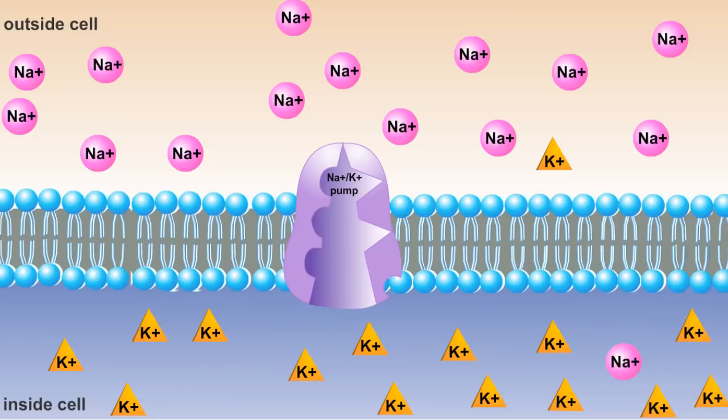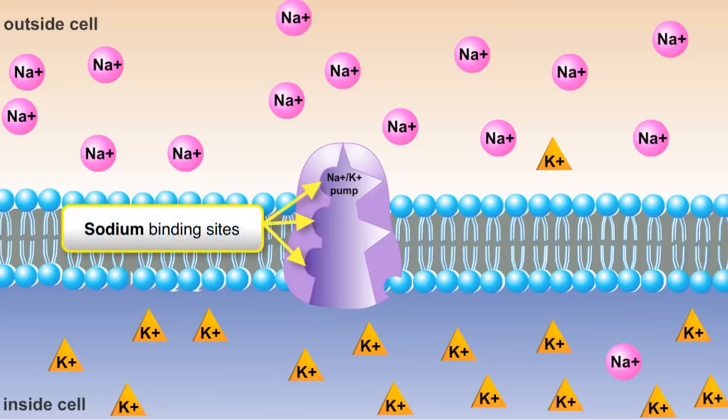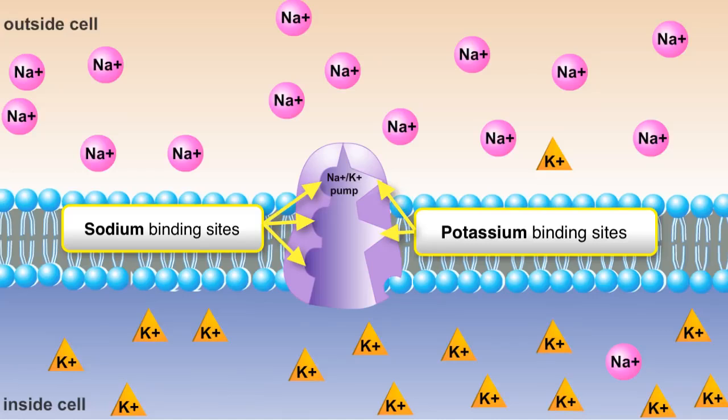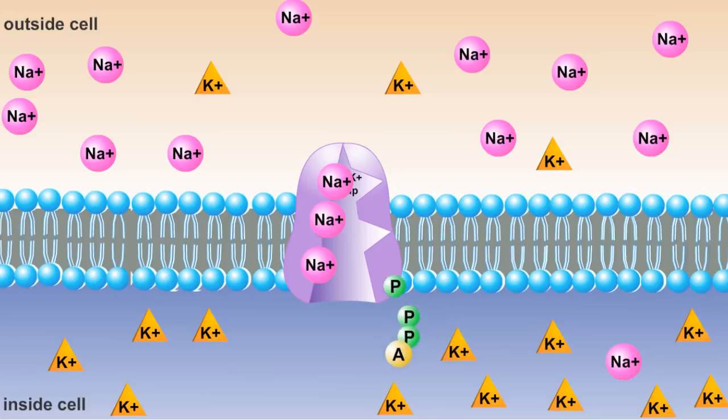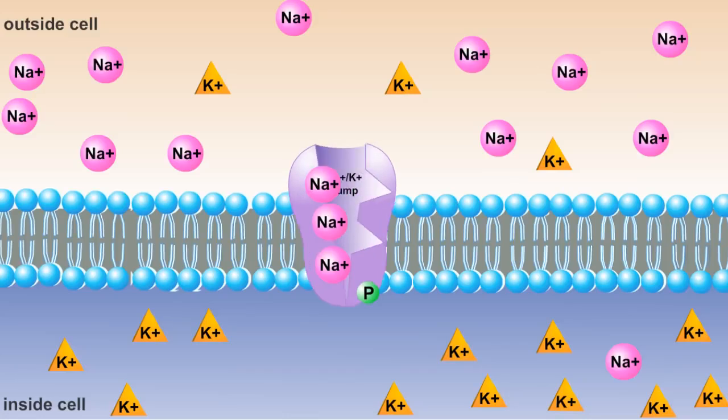The sodium-potassium pump has binding sites for 3 sodium and 2 potassium ions. Let's follow the movement of the sodium ions first. After 3 sodium ions are positioned within the carrier protein, an ATP molecule is split, releasing phosphate. This phosphate binds to a location on the exterior of the carrier protein, causing the protein to change shape. As the protein changes shape, the 3 sodium ions are released to the other side of the membrane.